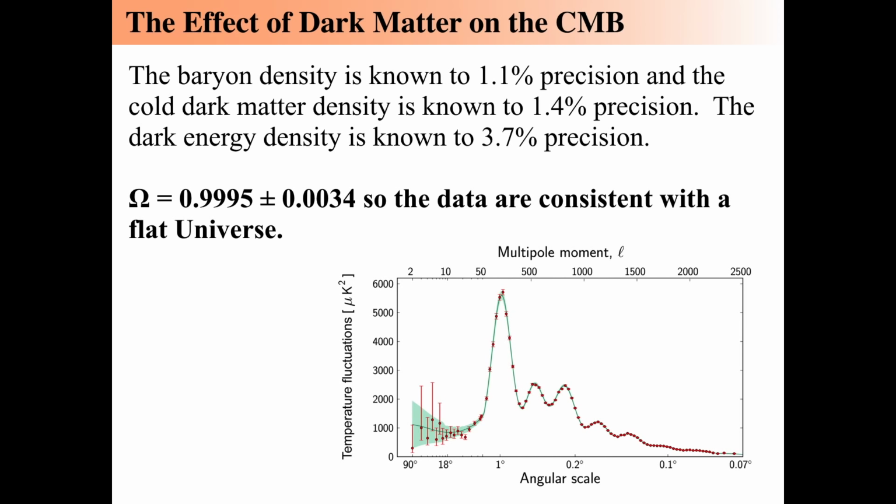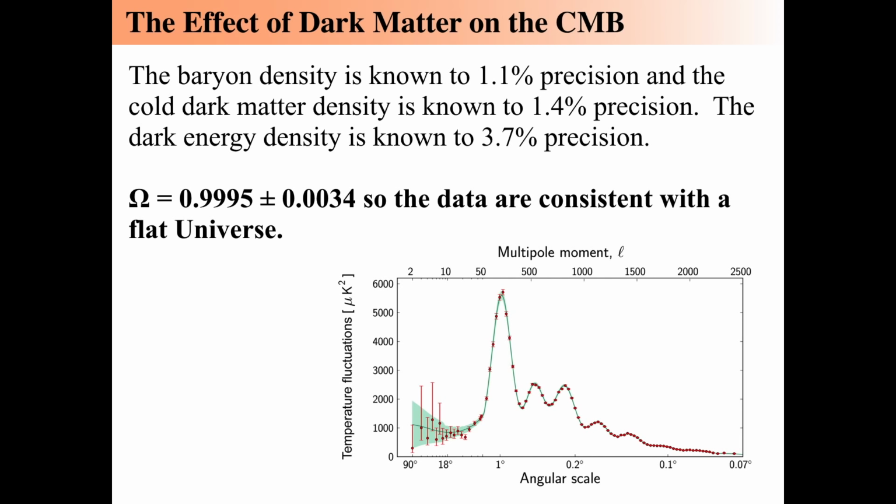And that together, combined with the other data, shows that the total energy density today of the universe is 0.9995 plus or minus 0.034. So that means it's basically flat. So 0.9995 plus or minus 0.034 is consistent with a flat universe. And that's what we gather from that.